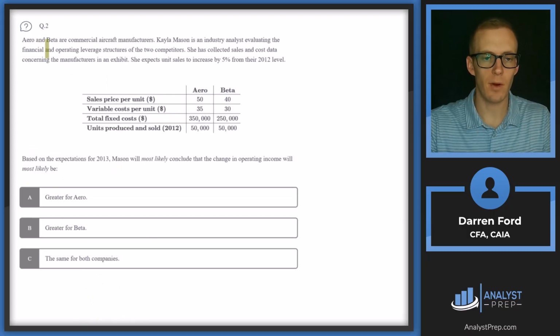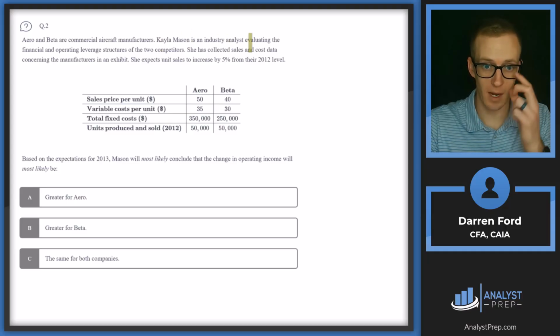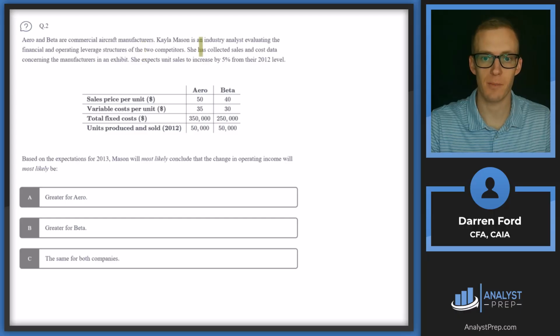Question 2. Arrow and Beta are commercial aircraft manufacturers. Kayla Mason is an industry analyst evaluating the financial and operating leverage structures of the two competitors. She has collected sales and cost data concerning the manufacturers in an exhibit. She expects unit sales to increase by 5% from their 2012 level.